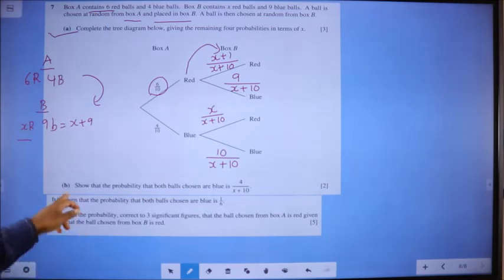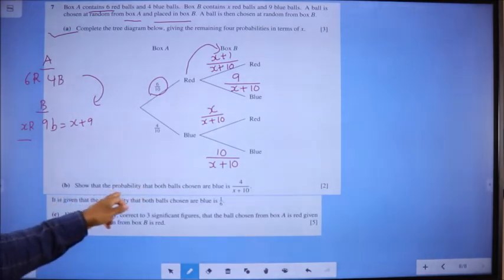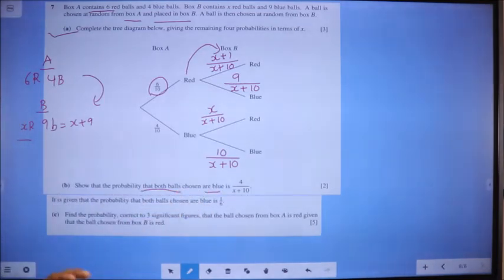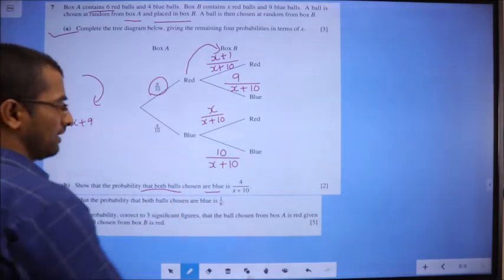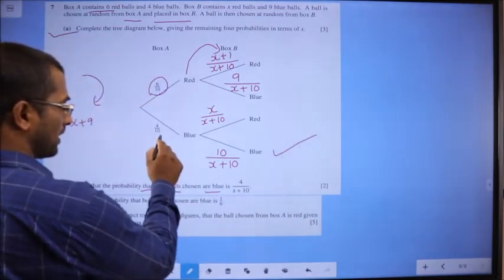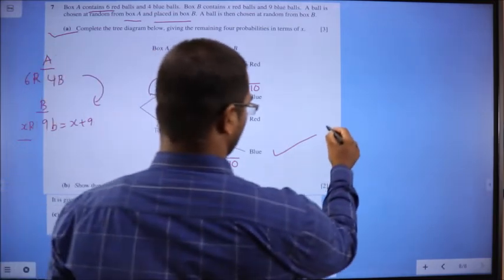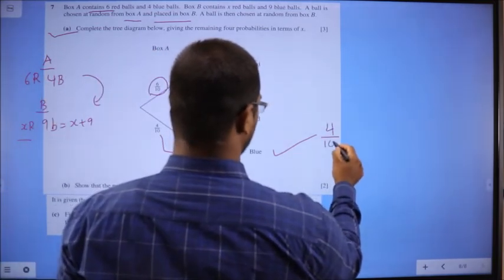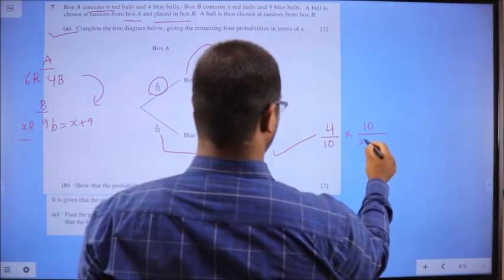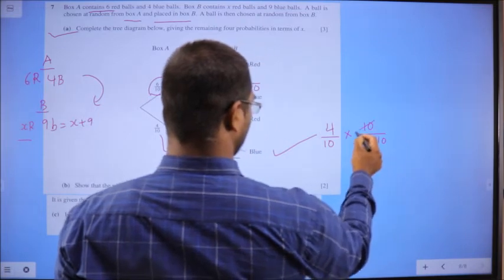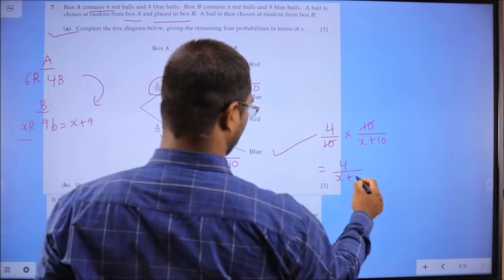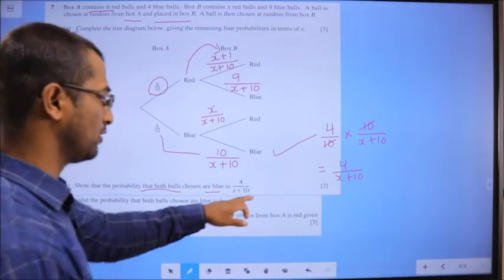Now part B. Show that the probability that both balls chosen are blue is 4 by X plus 10. Both should be blue. Where is it happening? It's happening over here. So to get both blues, I should multiply these two. That will be 4 by 10 into 10 by X plus 10. This 10 and this 10 cancel out. I am left with 4 by X plus 10. This is what you needed to show.